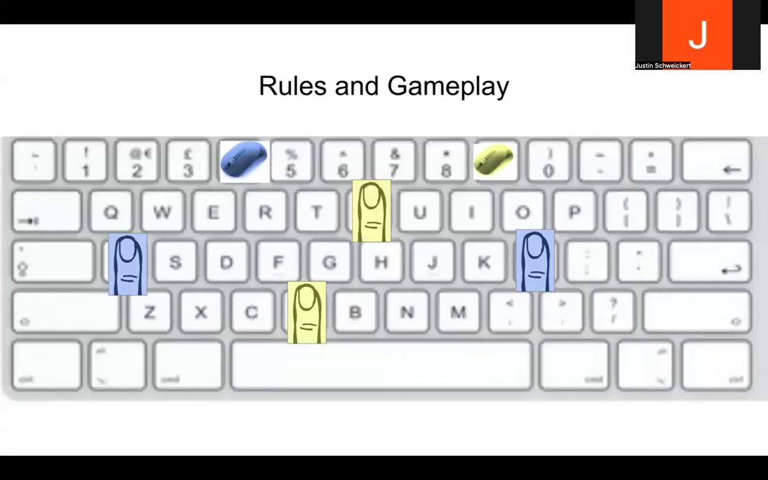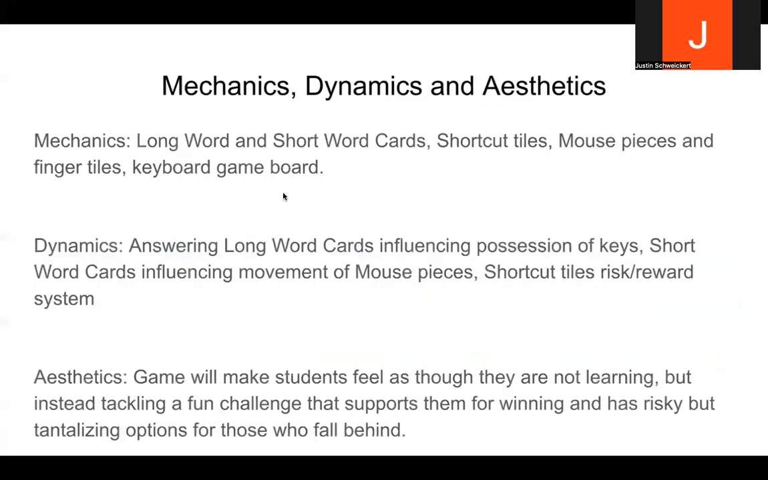So I think that this offers some strategy, and I think the keyboard shortcut pieces offer a great risk reward system. For my mechanics, dynamics, and aesthetics, the mechanics of the game are all of the aforementioned game pieces, with the dynamics being how the different game pieces affect each other, which is written on the slide. And for the aesthetics, I want my game to feel, for young students, as though they are not learning, but instead just having fun and tackling a challenge that will support them for winning and has a great risk reward system. So when I was designing this slide, I based it off of our MDA reading from a few weeks back, trying to look at the mechanics, dynamics, and aesthetics of my game.